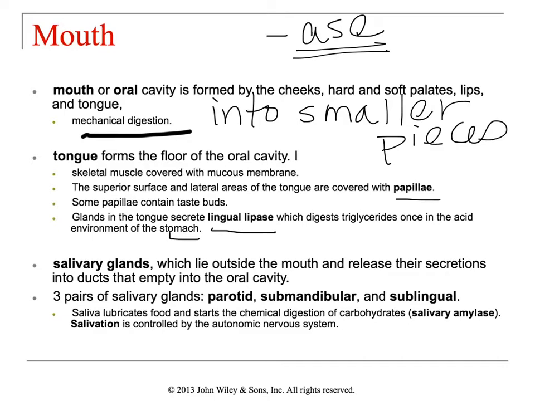Now the salivary glands are going to dump their secretions into the oral cavity. There are 3 pairs of salivary glands: parotid, submandibular, and sublingual. We looked at those in lab. The saliva actually contains another enzyme called salivary amylase. Salivary amylase is going to start breaking down complex carbohydrates. Amylase is always going to break down carbohydrates.